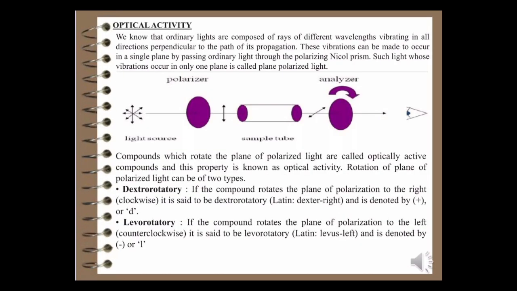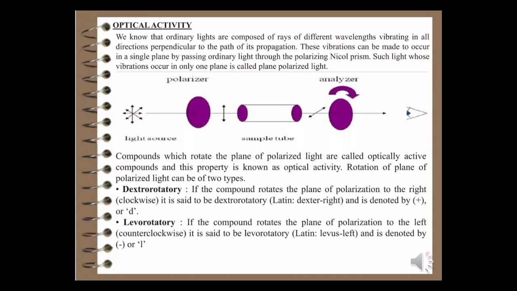Next is optical activity. Optical activity involves passing plane polarized light through a polarizing nicol prism. When light passes through the nicol prism, the light's vibration occurs in only one plane, which is called plane polarized light. The compounds which rotate the plane of polarized light are called optically active compounds, and this property is known as optical activity. Rotation of plane polarized light can be of two types: dextrorotatory and levorotatory.